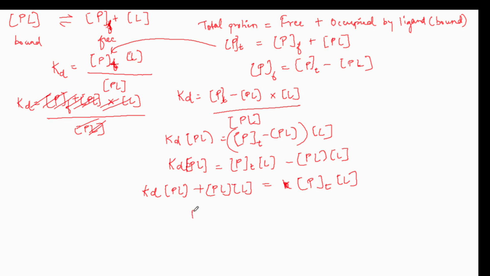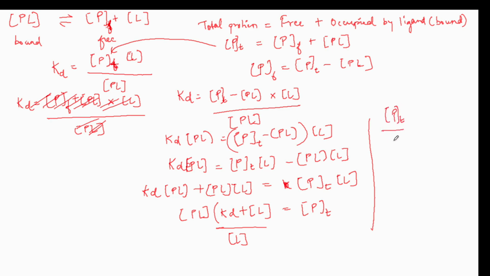Okay. So we can take this common, and we'll have Kd plus L, and we'll have total protein. This L can come here, right? So next what we can do is we can take this term on this side. So total protein upon bound form of protein is equal to Kd plus L upon L, the ligand concentration.